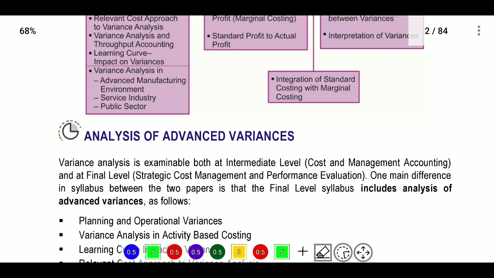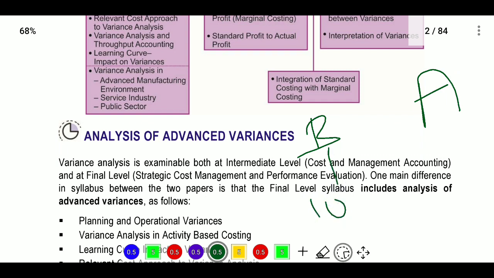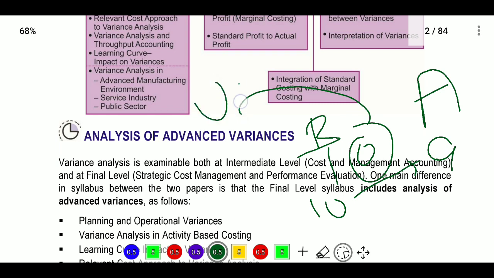Variance means, for example, if you are maintaining one budget and you have an actual, in your budget your profit will be 10 rupees and for actual it was 9 rupees. So there is a difference. For this difference we say it is a variance in professional terms. For this variance we will analyze why the variance came, why the difference came.